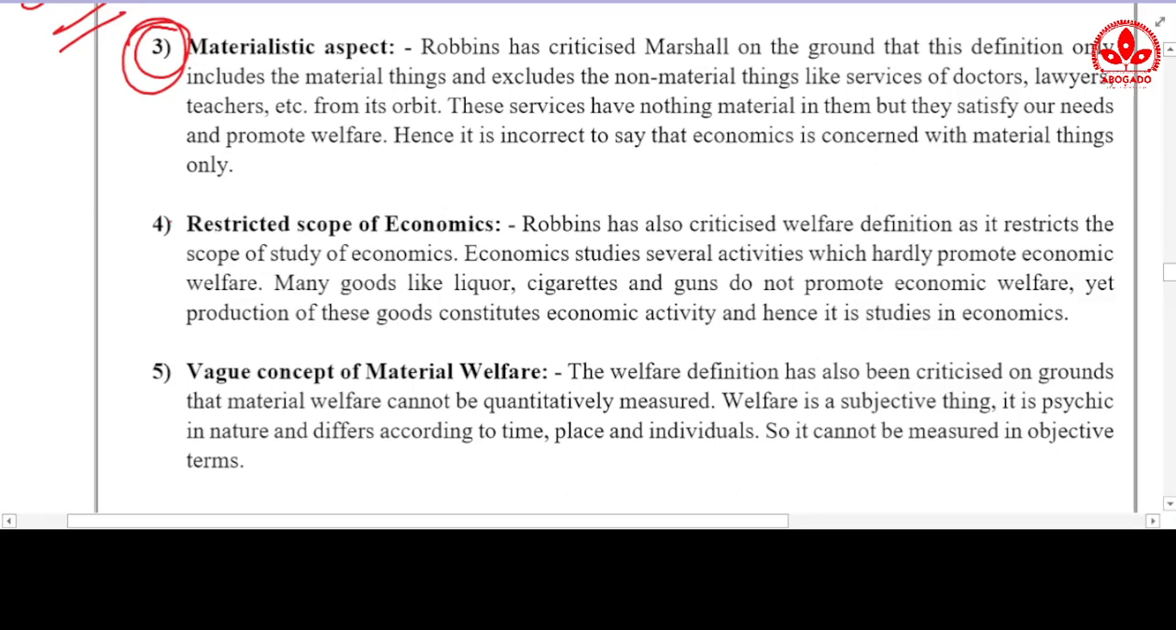Okay. Apart from this is the restricted scope of economics. Robbins has also criticized the welfare definition as it restricts the scope of study of economics. Economics studies several activities which hardly promote economic welfare. Now this is a very important thing, that economics studies many things which are not at all concerned with economic welfare.